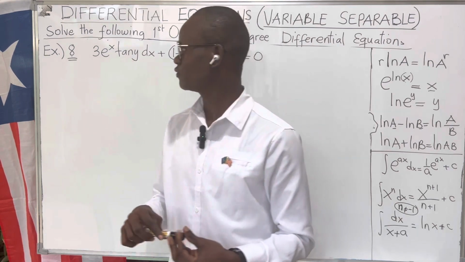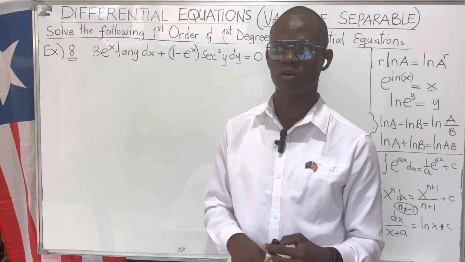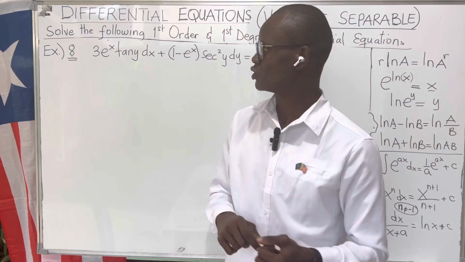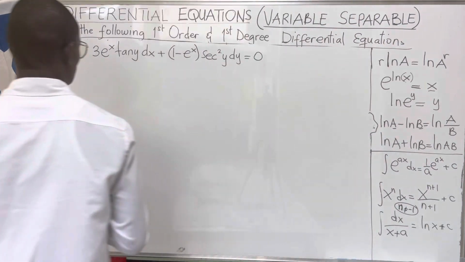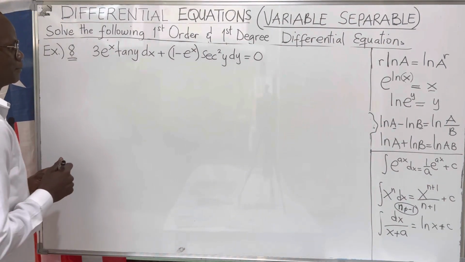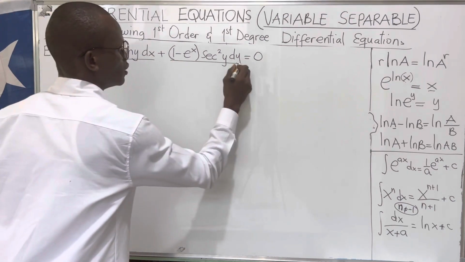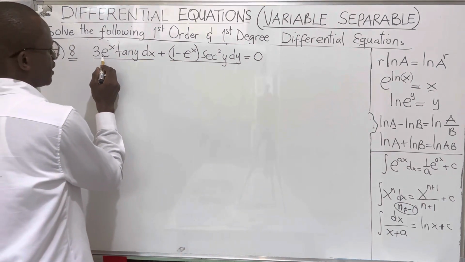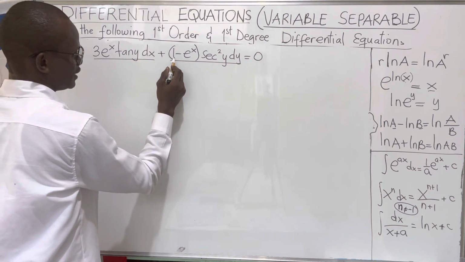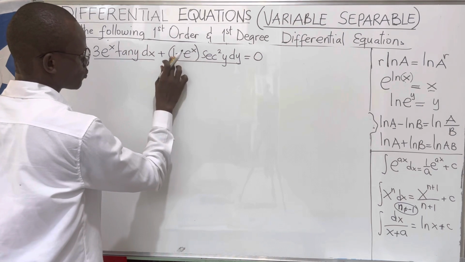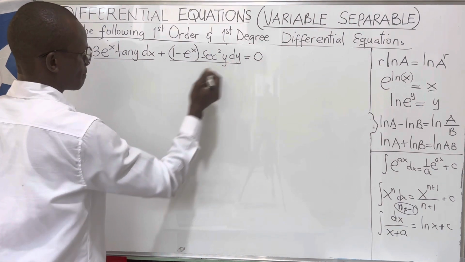So let's solve the fifth problem. In the previous lessons we solved like 7 other problems. So we want to solve the fifth problem now on this topic. So we look at the two terms here. The first term here you have 3e raised to the power x tangent of y dx. Now in this parenthesis you have 1 minus e raised to the power x times secant square y dy.